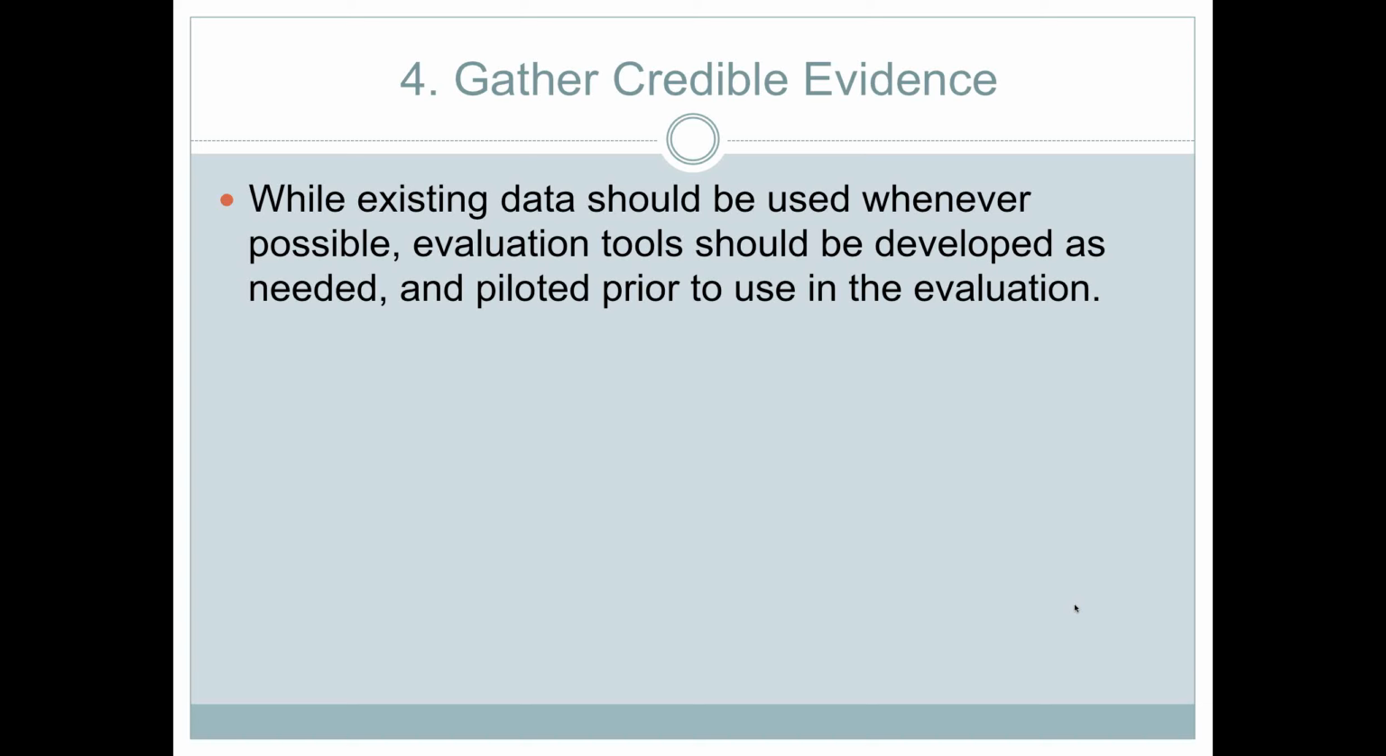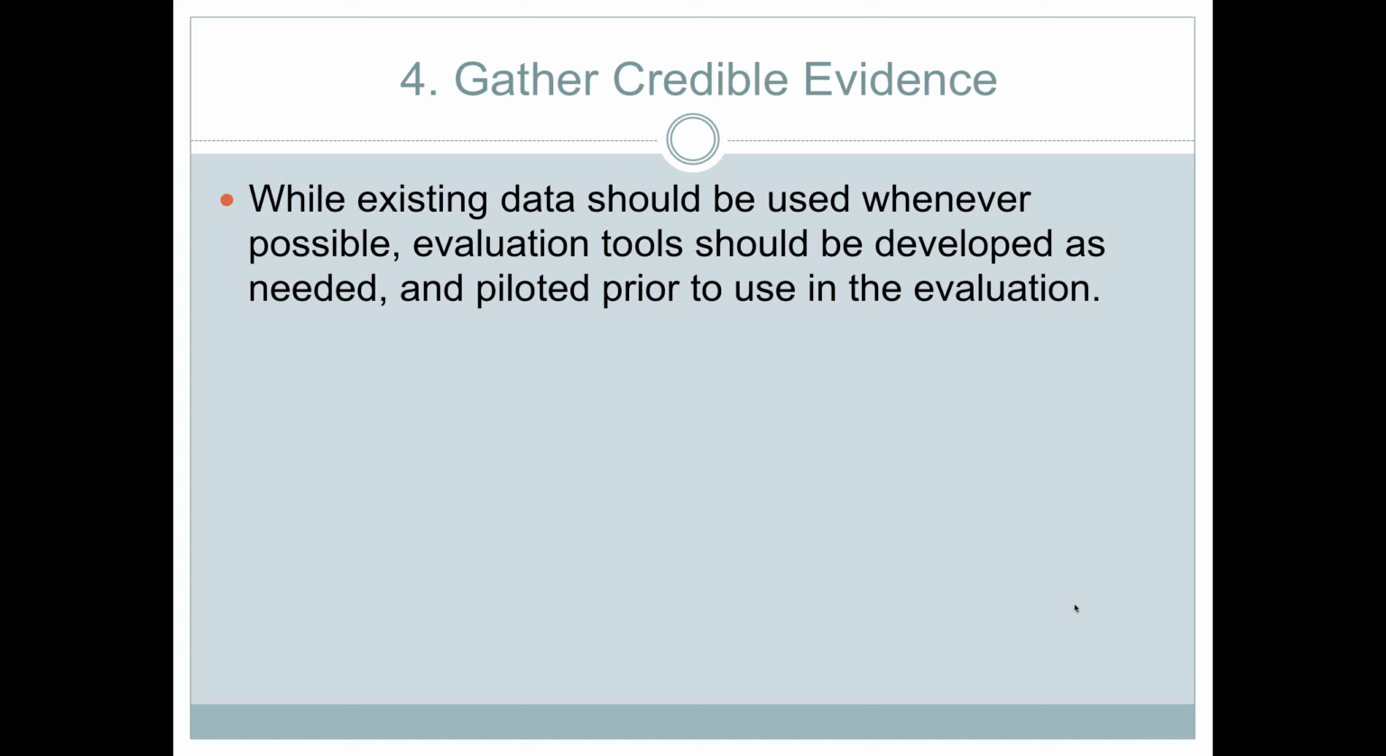So you initially look to see, is there existing data that can be used? And wherever existing data is not workable for you to use, then you develop new evaluation tools as needed in order to evaluate outcomes.